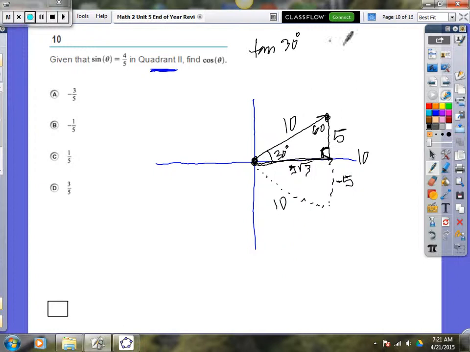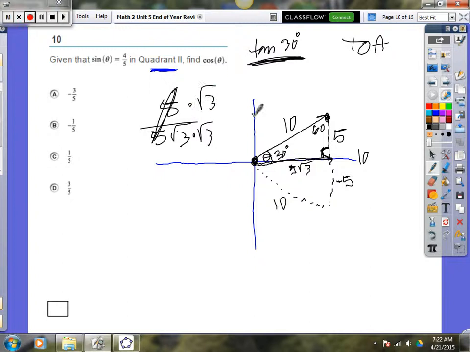Okay, now tangent is the TOA. So here's where you're looking from. This is theta right here. So opposite is going to be 5 over adjacent. That's going to be 5 square roots of 3. So I'm just making this up. I just made up this tangent 30. So 5 divided by 5 cancels, times the bottom by square root of 3, times the top by square root of 3. So your final answer is going to be square root of 3 over 3.